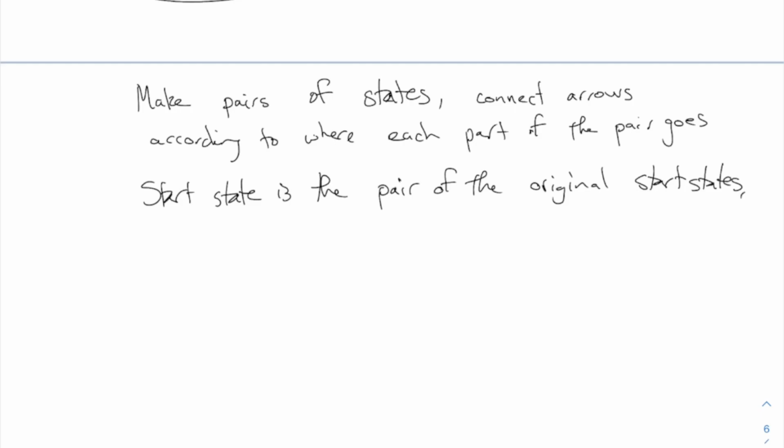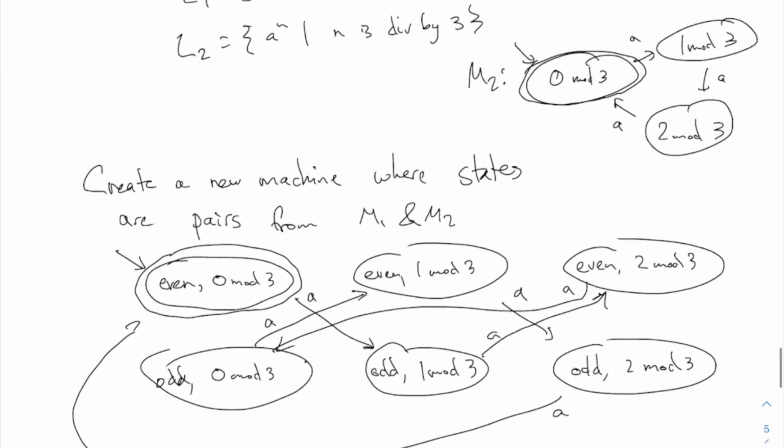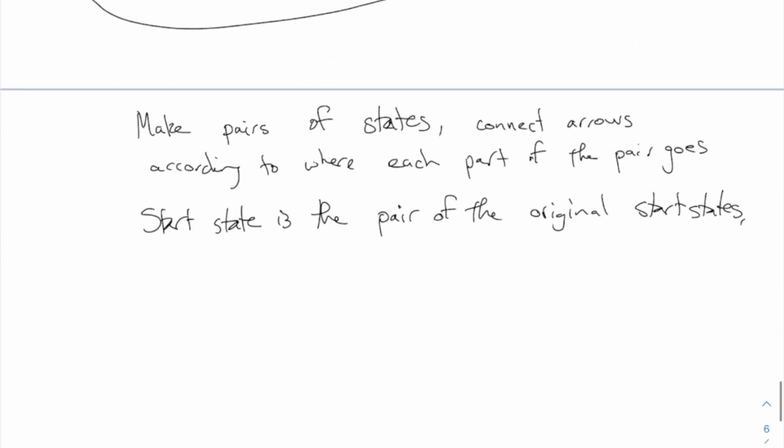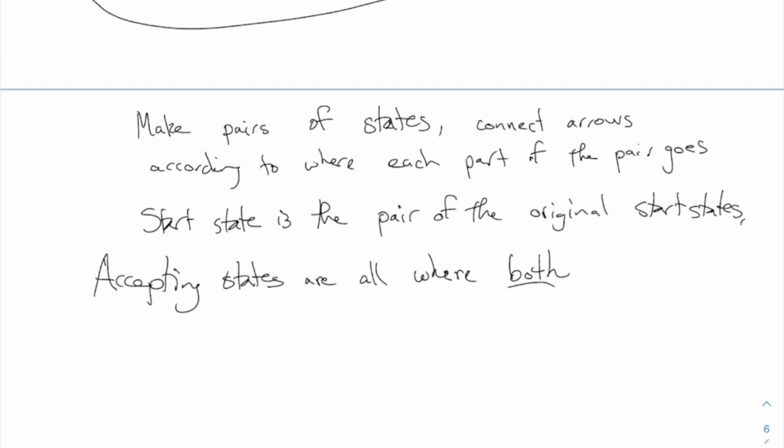And then what's the accepting state or states? It is the set of all states which are pairs of accepting in the first one and also accepting in the second one. That's because I'm looking for the intersection of the languages, so I have to use the word and there. So the accepting states are all where both parts of the pair are accepting. The first one is accepting and the second one is accepting. This is because we're looking for the intersection.